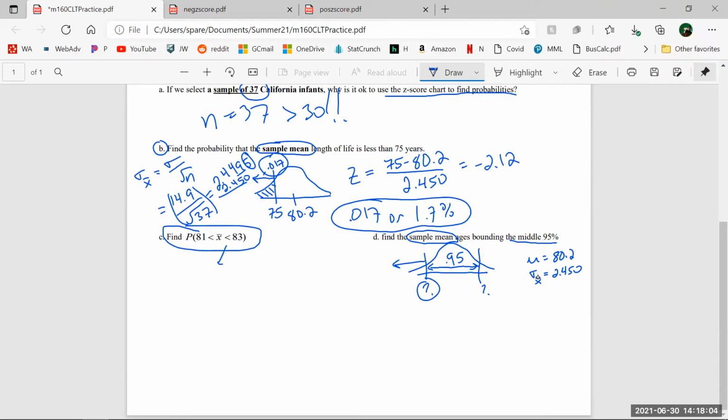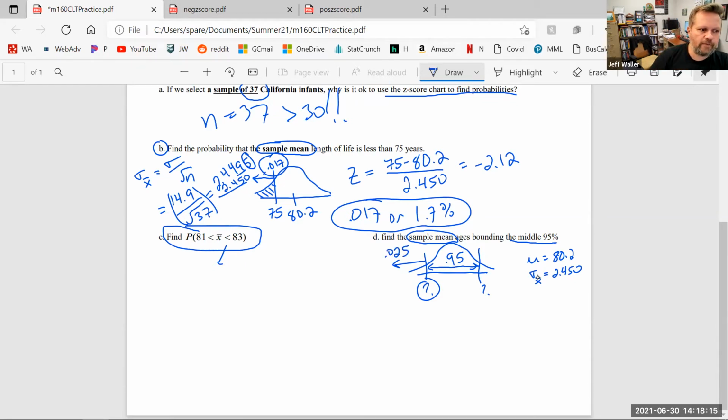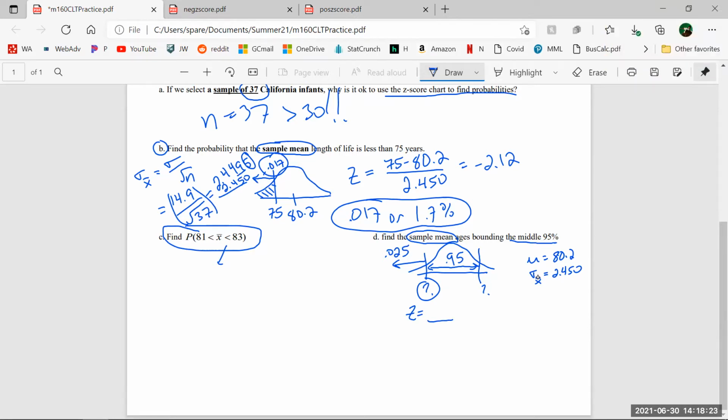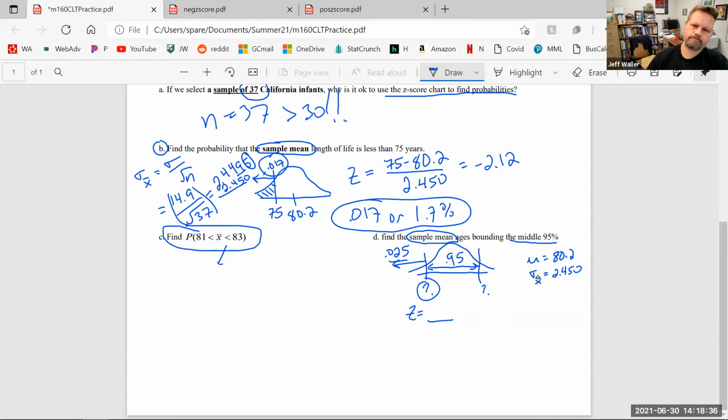2.5%? Yeah, right? Is everybody else cool with that? Don't you remember doing this? 95% in, 5% out, 2.5% on one side. So this is 0.025. Can you guys figure out what the z-score is for that? Don't say anything. Look it up. Try to figure out what that z-score is. Got an area of 0.025. What z-score would that be?